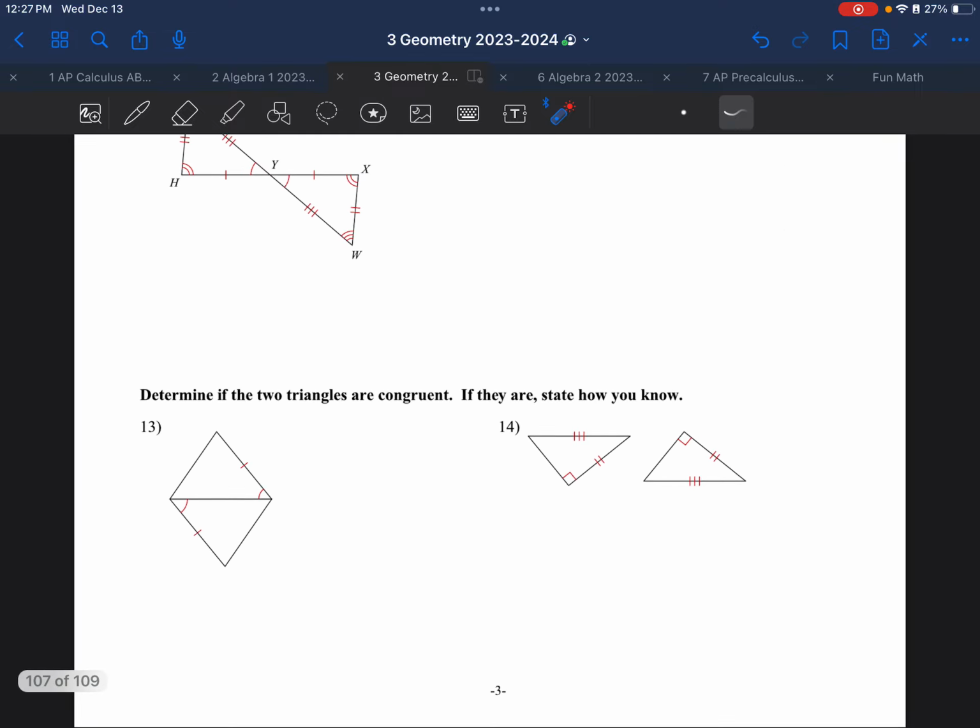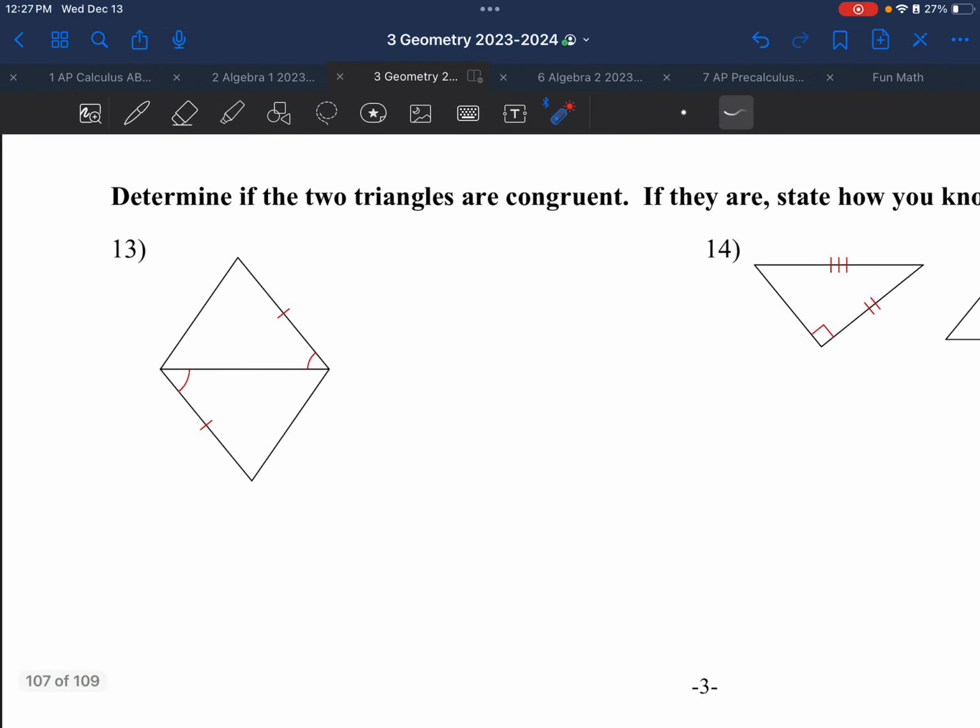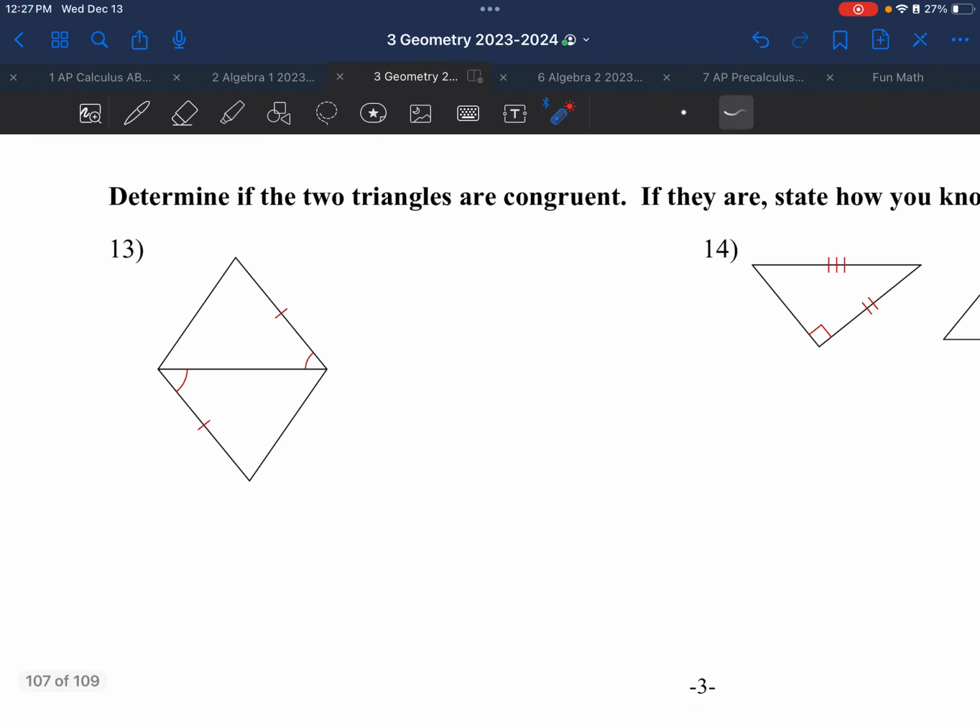All right, in number 13, we are determining if the 2 triangles are congruent, and if so, we state how we know. Notice that these 2 triangles share a side. This side right here is shared with both triangles. So we have, in order, a side, an angle, and a side. This one has a side, angle, and the same side. Because they are the same statement, you can say side, angle, side. So I'll say, yes, they are congruent by side, angle, side.